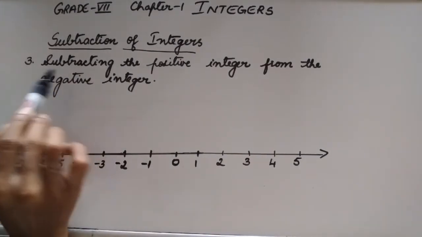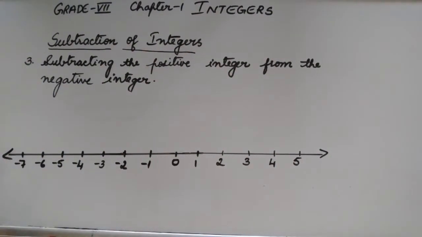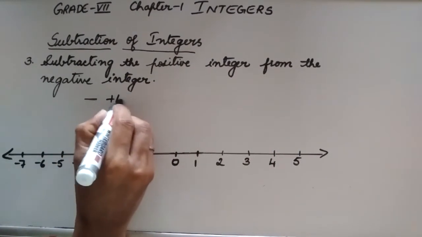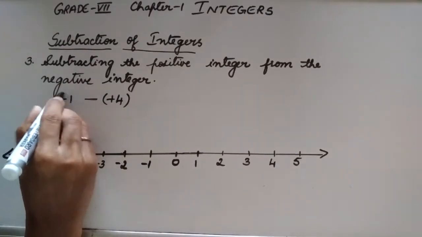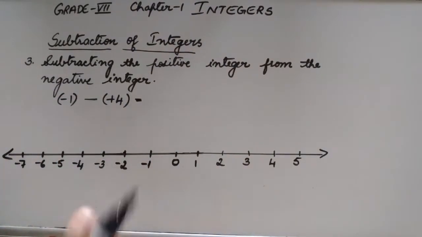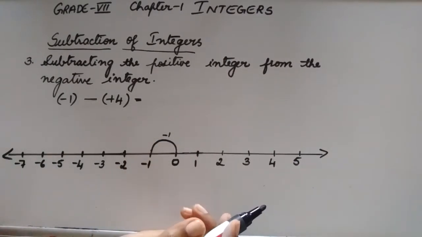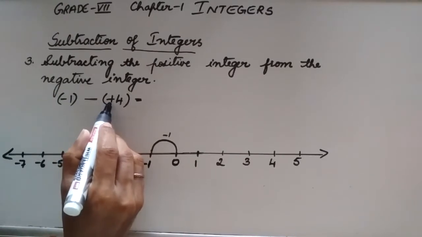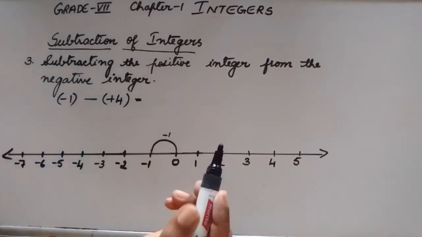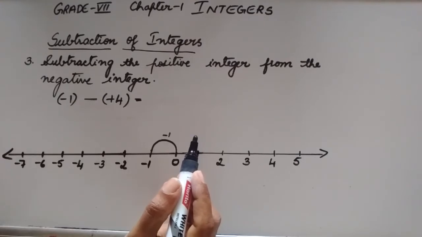So type number 3, subtracting the positive integer from the negative integer. I'm subtracting a positive integer from the negative integer. Okay, now on the number line, I move to minus 1. So this is minus 1. And then subtract plus 4. So since we are subtracting a positive number, we need to move to the left. By how many steps? By 4 steps.